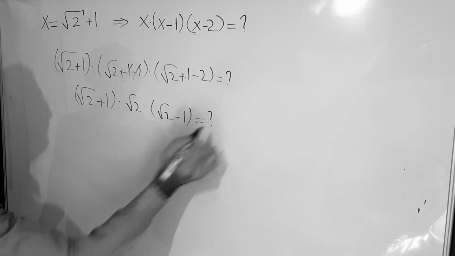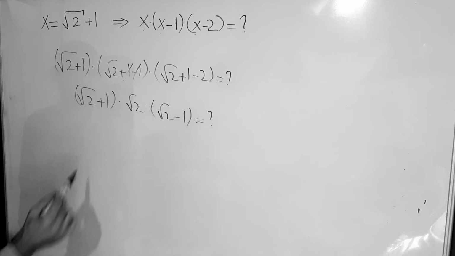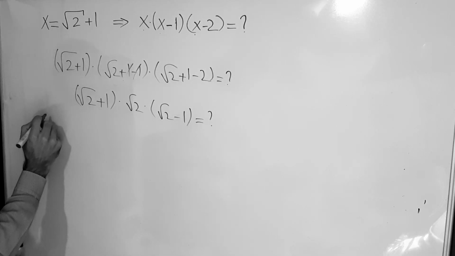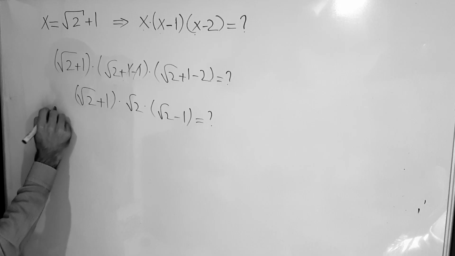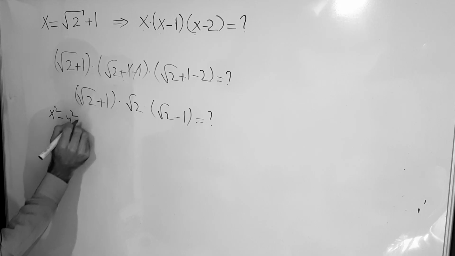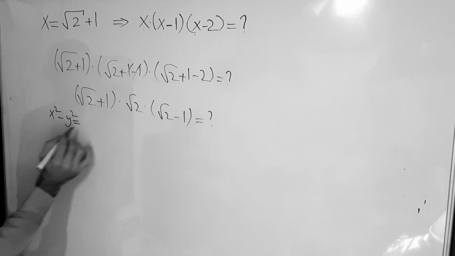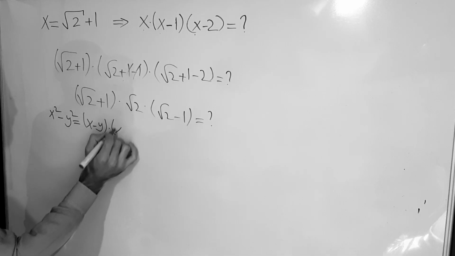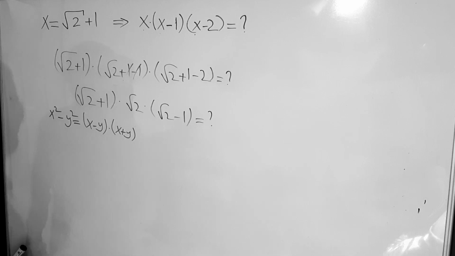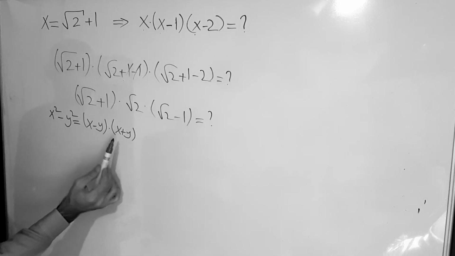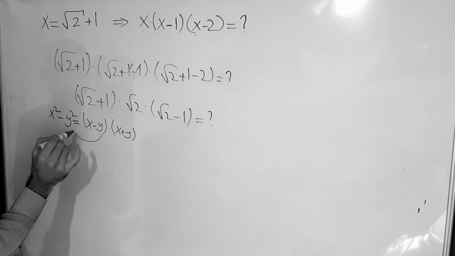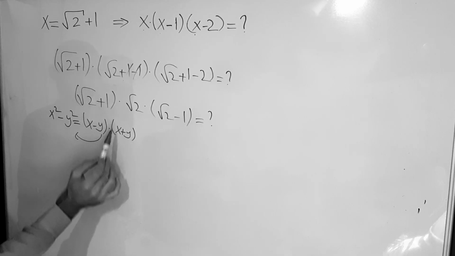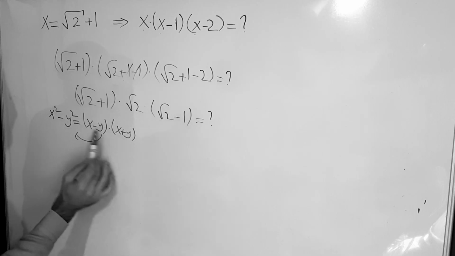Look at the first and the last terms. This is a difference of squares pattern. Let's keep in mind the difference of squares identity. If we look at our first and third terms, we see the difference of squares pattern x minus y times x plus y. This allows us to simplify it quickly to x squared minus y squared. Our first term is x plus y, which is square root of 2 plus 1. And our second term is x minus y, which is square root of 2 minus 1.